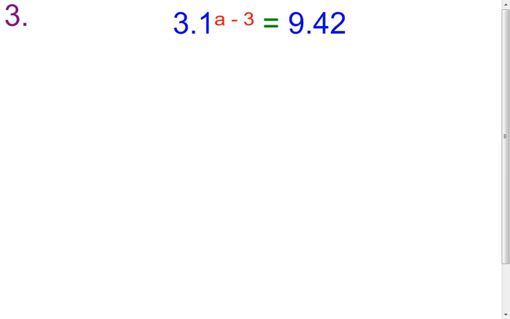All right, here's another one. Again, I cannot get 3.1 and 9.42 as the same base on both sides. And when you can't get them as the same base, you will take the log of both sides. And again, I'm not writing the base 10, it's just assumed to be there. But I will take my exponent and put it out in front.